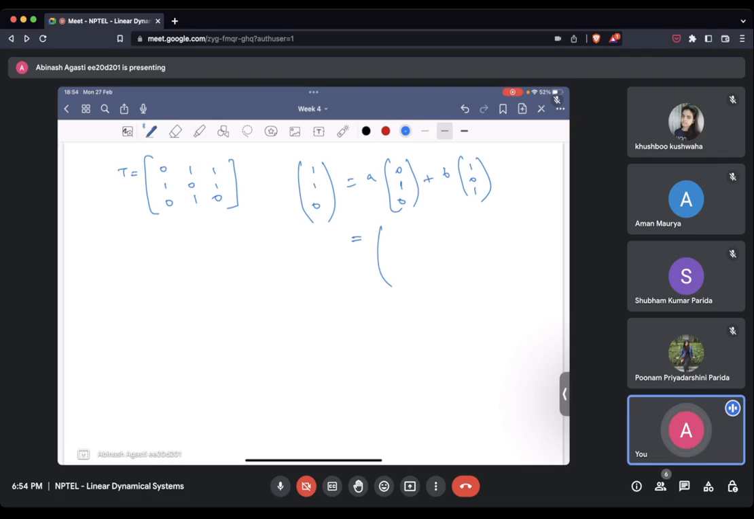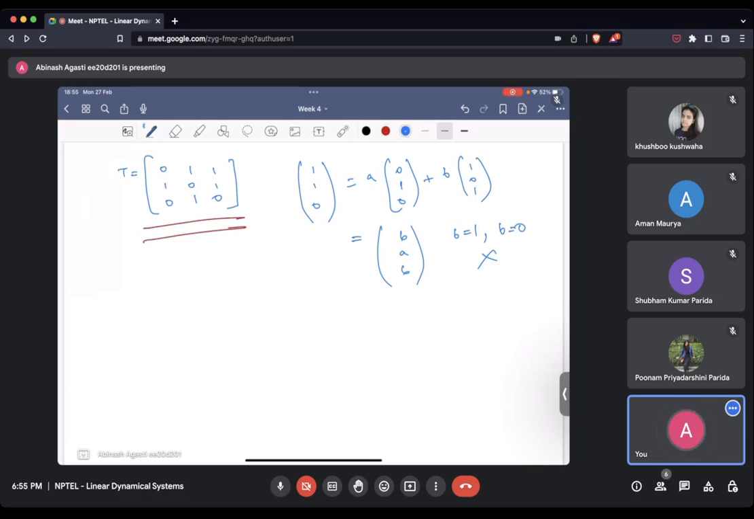So, if we could do that, then this would be B, A, B. But then B equal to 1 and B equal to 0, which is not possible, right? So, 1 1 0 is a linearly independent vector. So, we can create the T matrix like this.